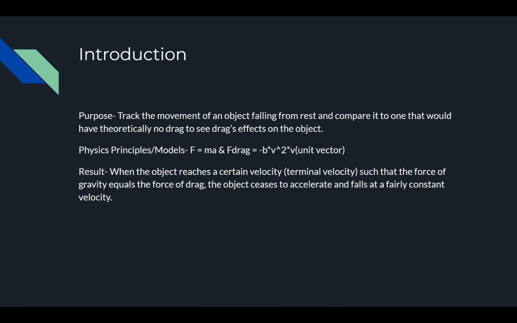The physics principles used in this lab were F equals ma, which is force equal to mass times acceleration, and the force of drag, which is equal to negative b times speed squared times the velocity unit vector. The result is that when an object reaches a certain velocity, called the terminal velocity, the force of gravity is equal to the force of drag, which causes zero acceleration, and thus the object ceases to increase in velocity and has constant velocity.